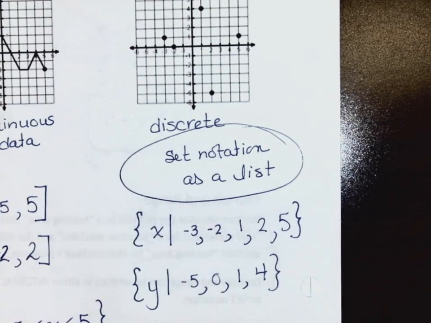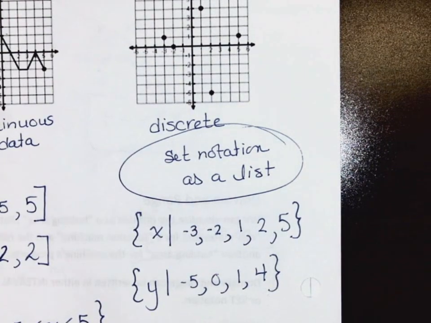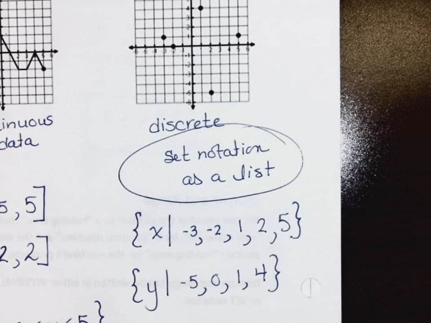All right, ladies and gentlemen, that is how you do discrete data. It has to be done as a set notation because you have no points in between. So it has to be done as a list. That's the only option you have here.